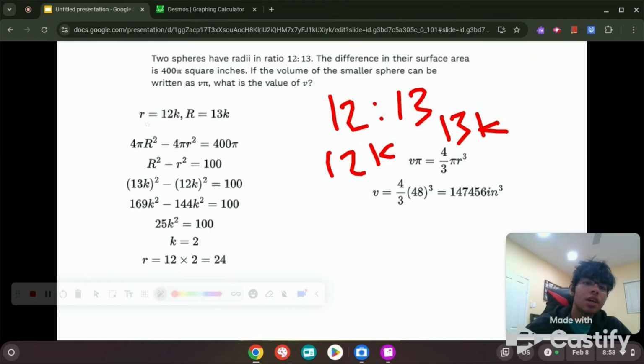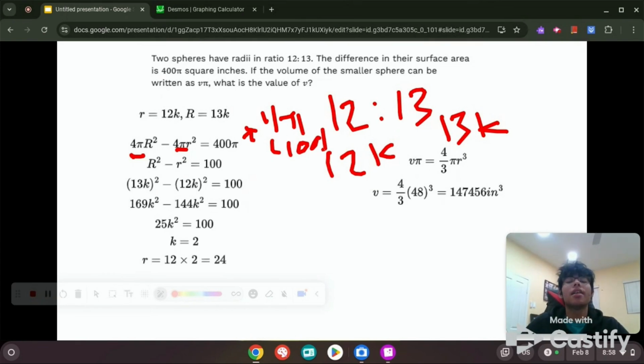And then if you notice, we have 4 pi here, and 400 pi is just equal to 4 pi times 100. So we can take out a factor of 4 pi on both sides. So we're left with big R squared minus little r squared is equal to 100. Then we replace the big R, little r with our actual values. So we get 13k squared minus 12k squared is equal to 100. Simplify that, and we eventually get 25k squared is equal to 100, which means k squared would be equal to 4. So k is 2.